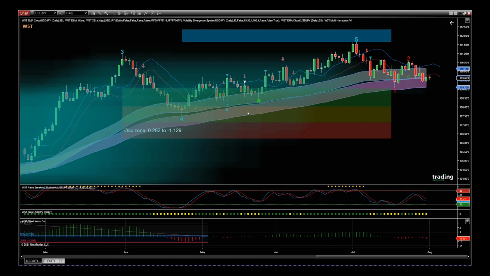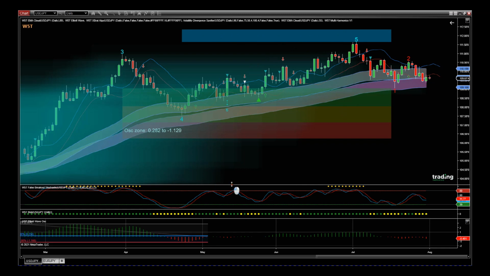Now, some of the things we need to do is measure the performance of this wave 4. One of the things we see here is the wave 4 in the linear probability pullback zones finds support in the amber zone. These are automatic. So the wave 4 finds support in that amber zone. It prints an automated fifth wave target zone when we've printed the wave 4.